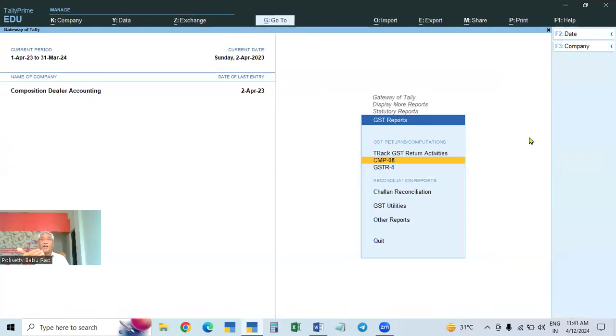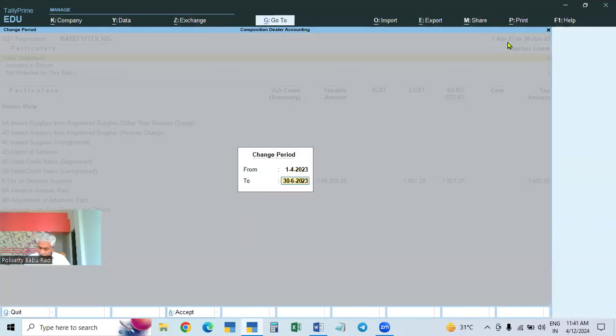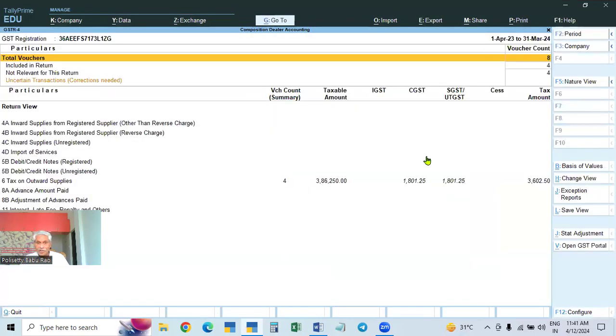But after completing the financial year, that is 31st March, the next month is April. So for the January to March quarter, by April 18th, we will file that CMP 08. And by the end of April, that is 30th April, we have to file another return. CMP 08 is not a return, it is only a statement. We have to file a return called the annual return. Its name is GSTR4. So we have to file GSTR4 for 1st April to 31st March 24, total.